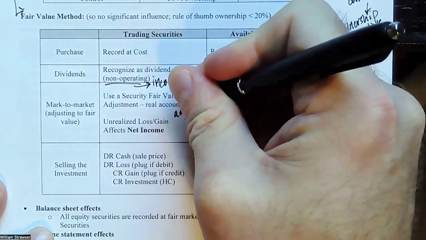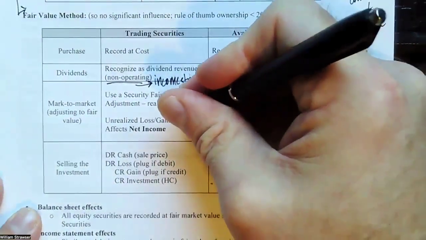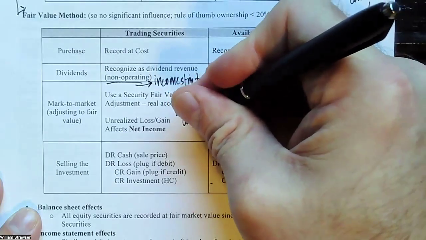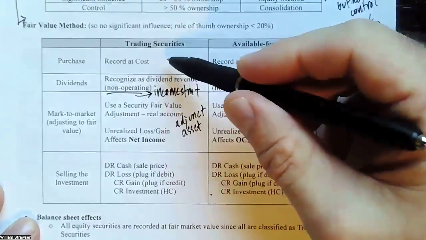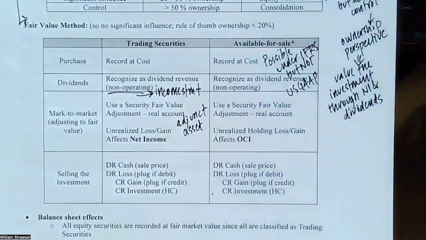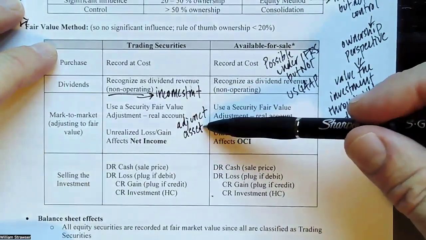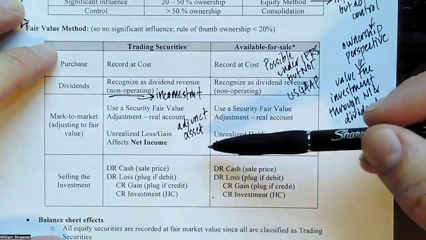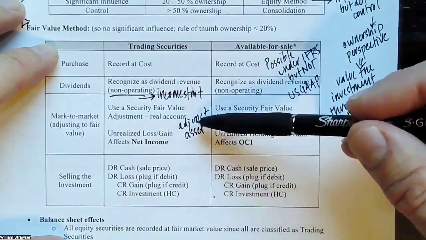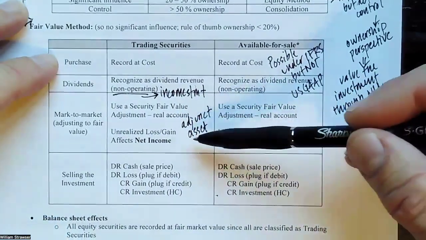You should have covered this really in Intermediate Two, but we're going to take a small review of it. It's an adjunct asset account that is tied to the investment account. Now, we recorded the investment at cost, and we're going to keep it at cost up until the day of sale. And we're going to record the swings in fair value, those price increases or decreases in the shares of stock over time, through this mark-to-market adjunct asset account.